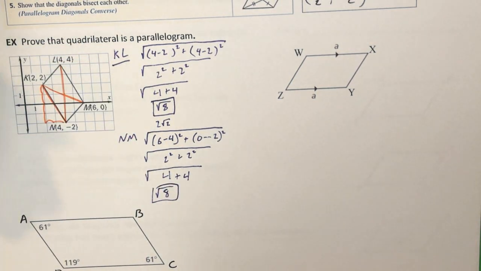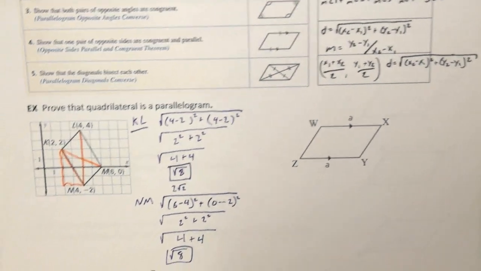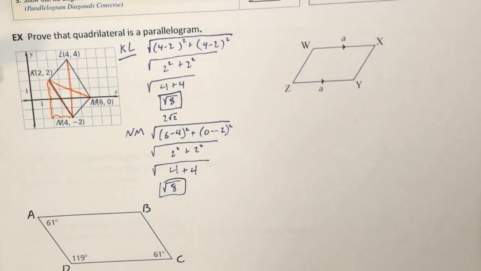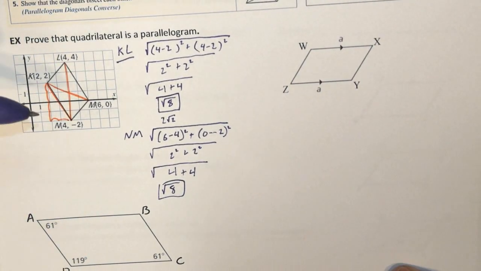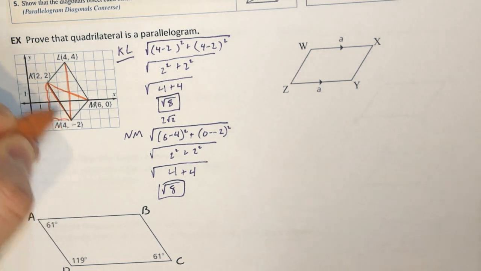Great. Okay, now I'd love to call it quits right here. And if you picked some of the other options down here, you might be done by now. But because we chose opposite sides, we're going to have to do the same set of work again for a second set of sides. So let's see if we can find that as well. My next set of sides are going to be a little bit longer. Let's look at KN this time.